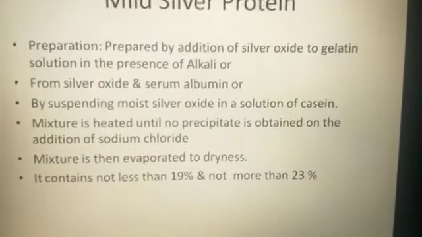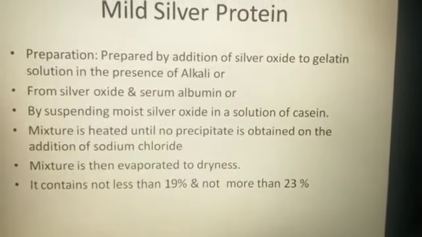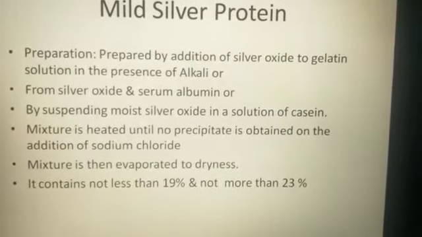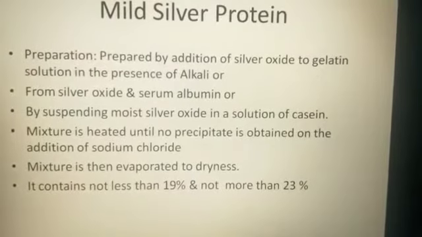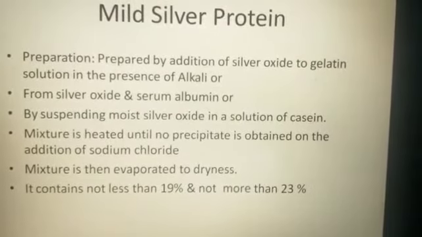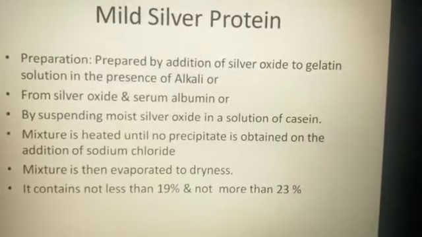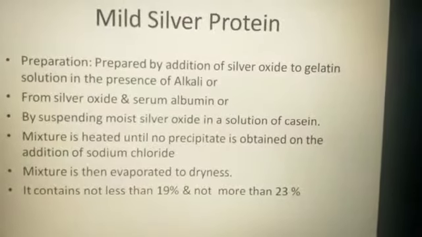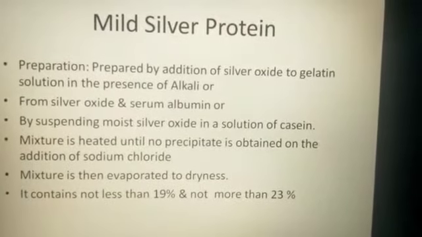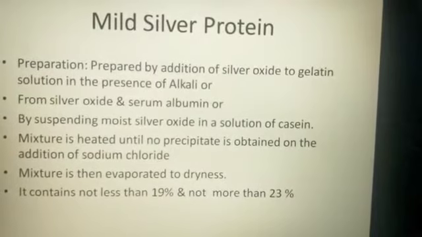Mild silver protein. How to prepare mild silver protein? It is prepared by addition of silver oxide to gelatin solution in the presence of alkali, or in the form of silver oxide and serum albumin, or by suspending moist silver oxide in a solution of casein. The mixture is heated until no precipitate is obtained on the addition of sodium chloride.